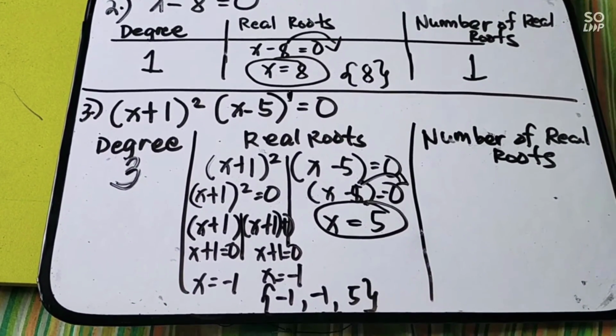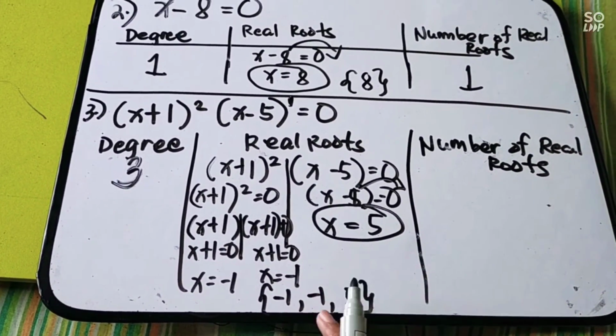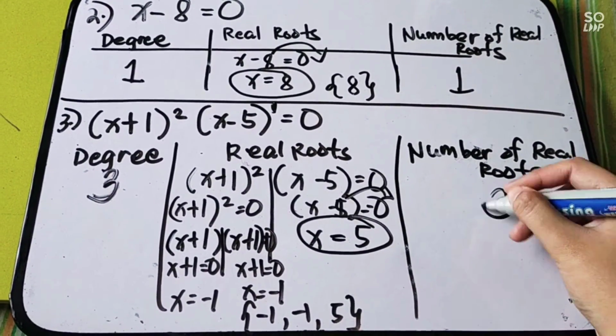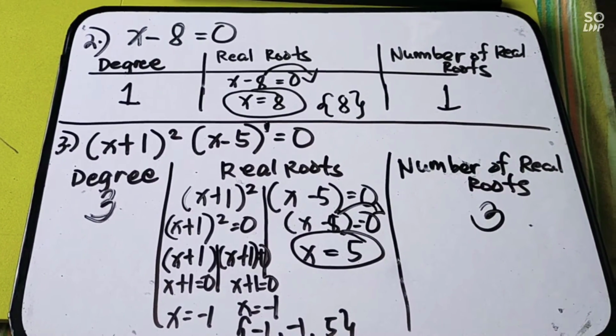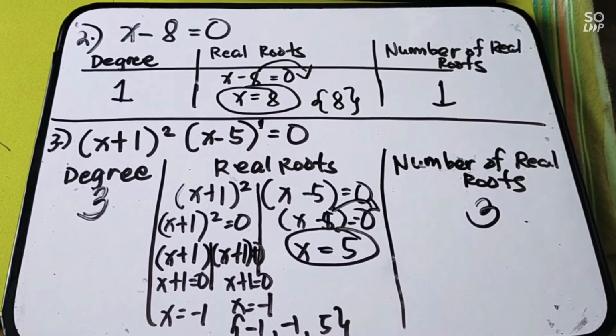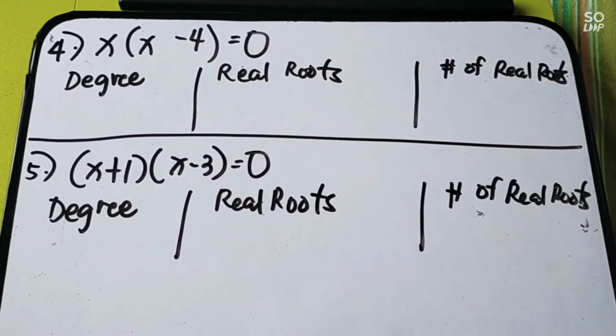Use braces, ha? So, now, how many number of real roots? We have 1, 2, 3. So, the answer here is 3. Is it clear? So, that is for number 3. Let us move. Number 4.